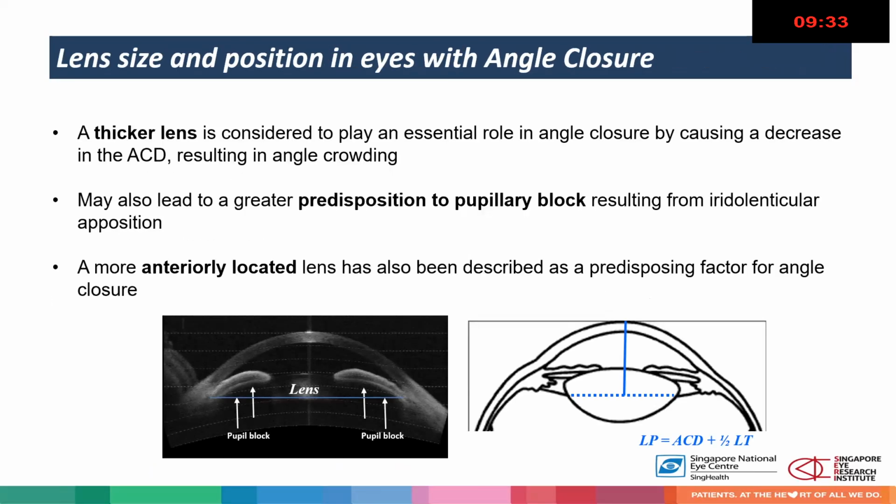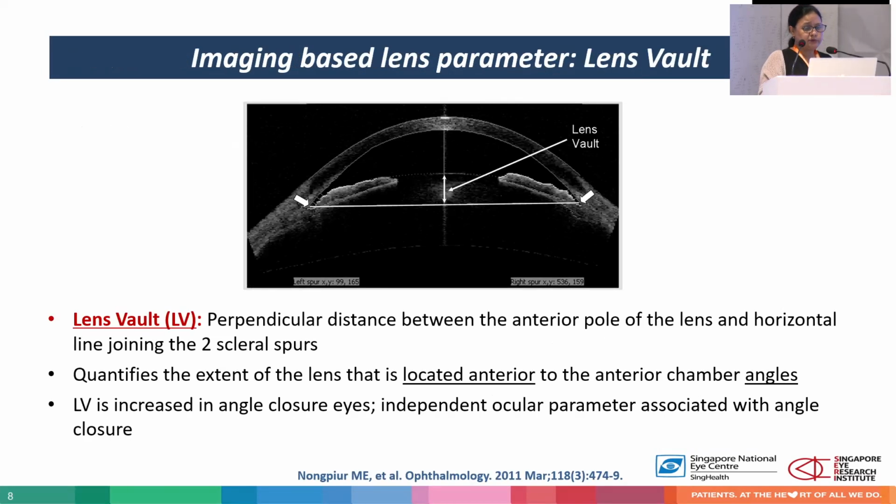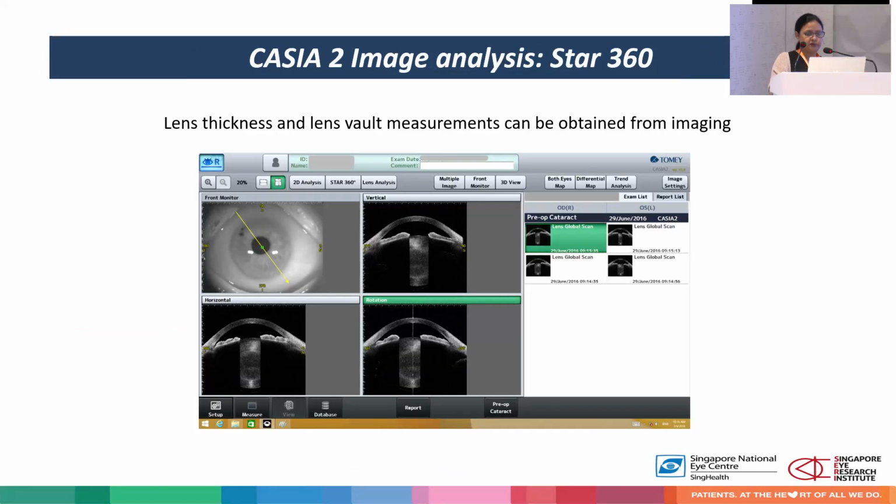We know that with age, the lens grows and increases in size, resulting in a progressive decrease in the anterior chamber depth, leading to narrowing of the angles and elevated IOP. Also, with increase in lens thickness, there's a greater predisposition towards pupillary block, which can again result in closure of the angles. One of the imaging-based parameters, the lens vault, like I explained, quantifies the amount of lens that is located anterior to the anterior chamber angles. It is increased in eyes with angle closure. And this is what I'd shown previously.